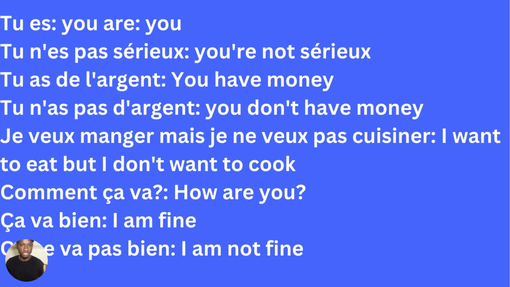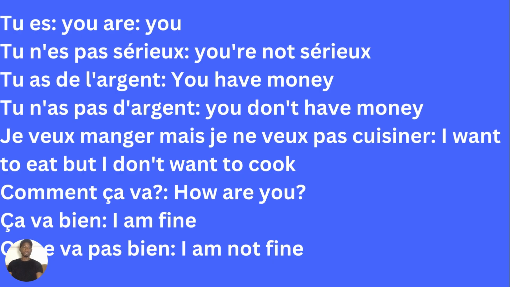For instance, je veux manger, I want to eat. Je veux parler, I want to speak. Je veux cuisiner, I want to cook. Je veux nager, I want to swim. Je veux écouter, I want to listen. Je veux attendre, I want to wait. It's a very easy way to form sentences. So, je veux manger, the person says I want to eat. Mais means but. Mais je ne veux pas cuisiner, but I don't want to cook. Are you learning now? Are you seeing the positive and negative differences?